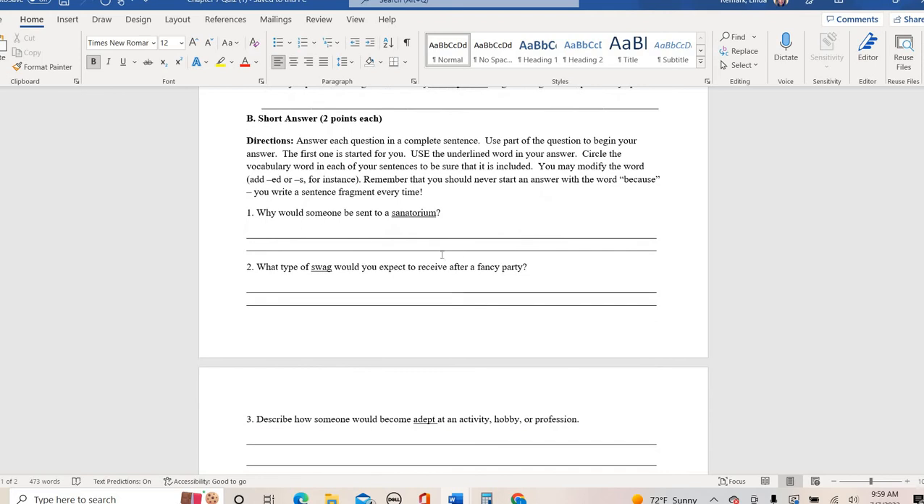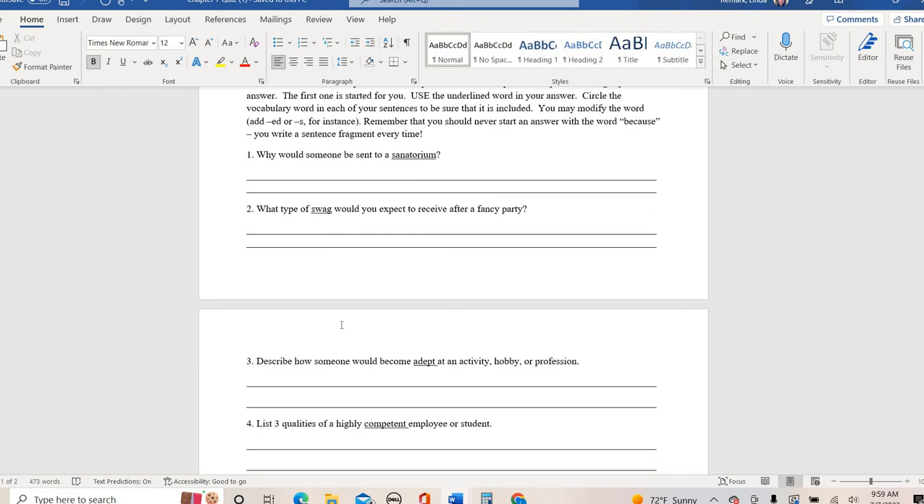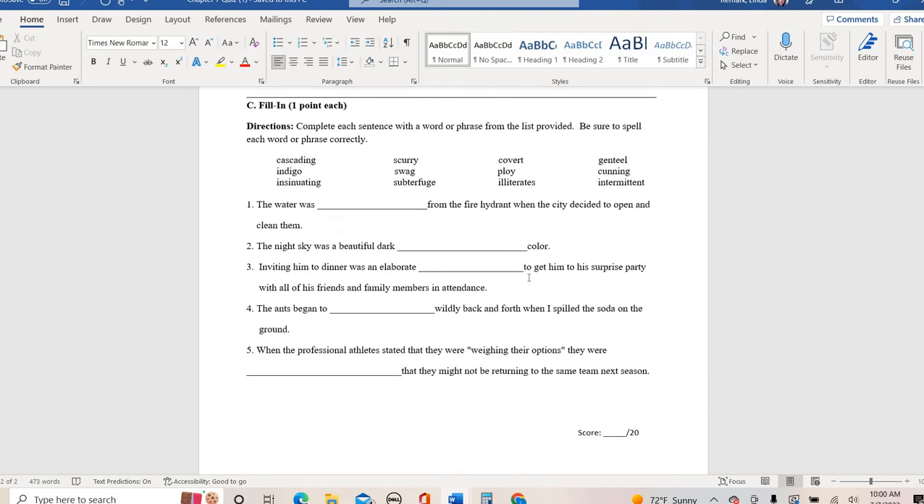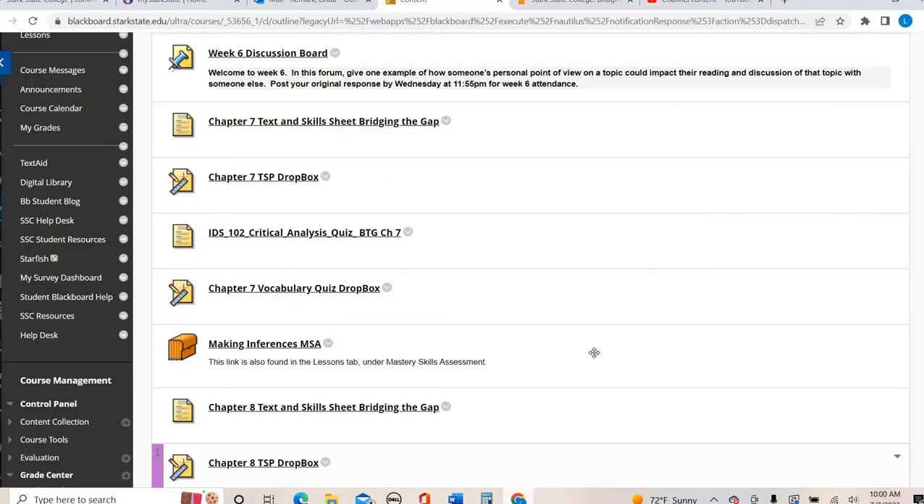Part B, again, short answer. Just make sure you answer the question. Pay attention to these things that ask you for a specific number. And then part C, fill in the blank. Again, just reread the sentence back to yourself. Sometimes if you would just read it out loud, you would hear almost that it doesn't quite fit. So that's your Chapter 7 vocabulary quiz.